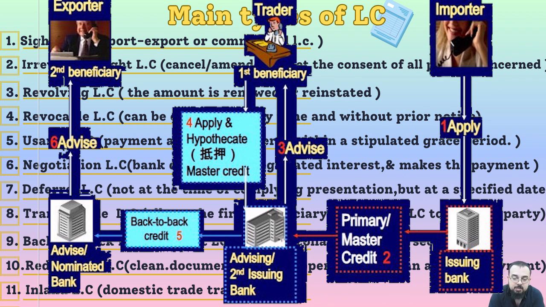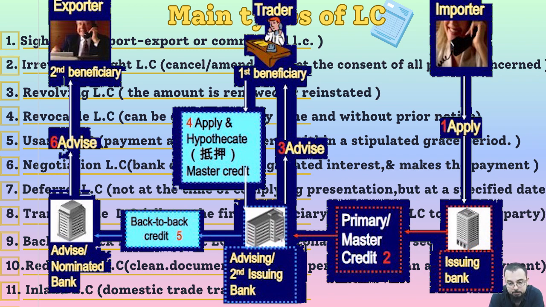The seller is thus assured of payment upon fulfilling the terms of the contract and presenting the appropriate documentation to the intermediary bank. In some cases, the seller may not even know who the ultimate buyer of the goods is.